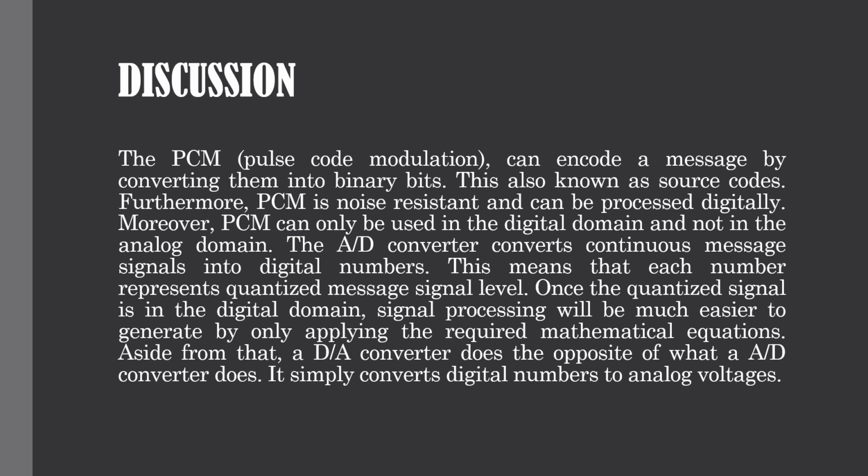Discussion. PCM, pulse code modulation, can encode a message by converting it into binary bits. This is also known as source coding. Furthermore, PCM is noise resistant and can be processed digitally. Moreover, PCM can only be used in the digital domain and not in the analog domain. The AD converter converts continuous message signals into digital numbers. This means that each number represents a quantized message signal level.